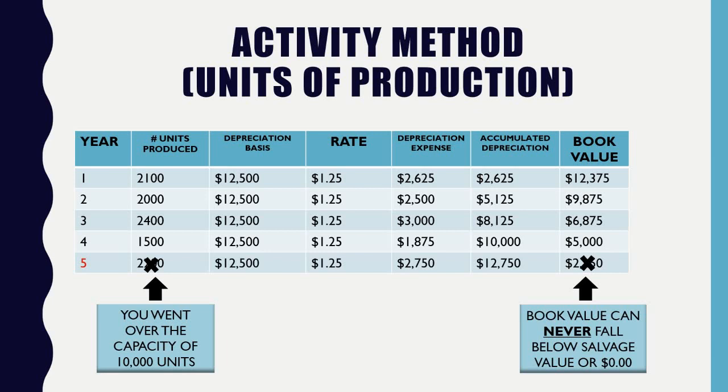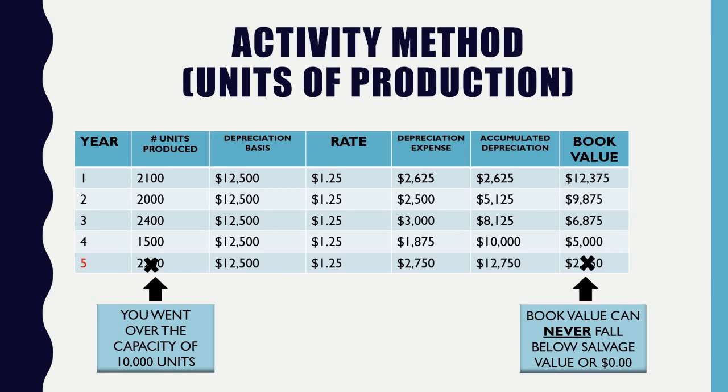If it says it's 10,000 items, you can only strictly stay at 10,000 items. Second thing is that here's one rule here. Your book value can never fall below salvage value. Okay? All right? Because that's what you determined it.